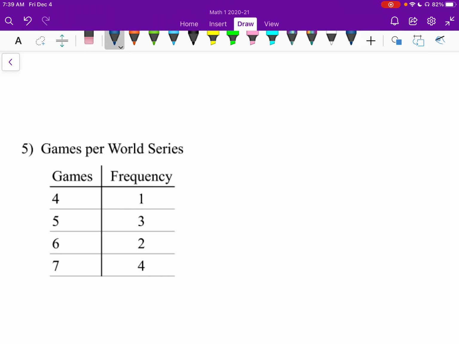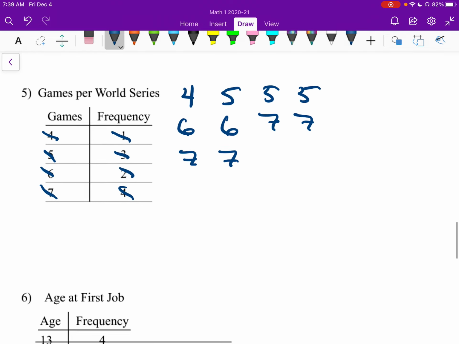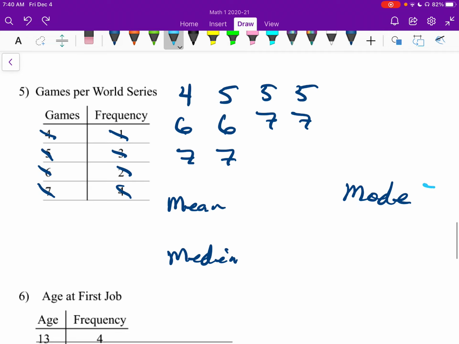So start off with the 4. 4 happened 1 time. 5 happened 3 times. 1, 2, 3. 6 happened 2 times. 7 happened 4 times. There we are. You can see that this one would be really easy to find your mode, your most often. My mode I see really quickly is 7.